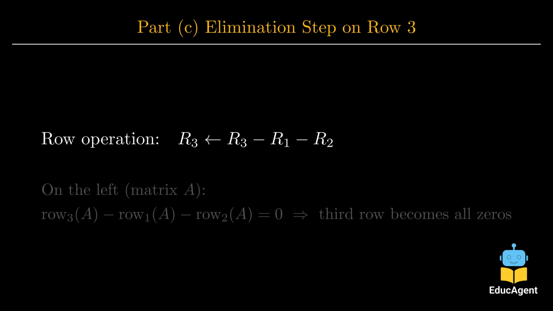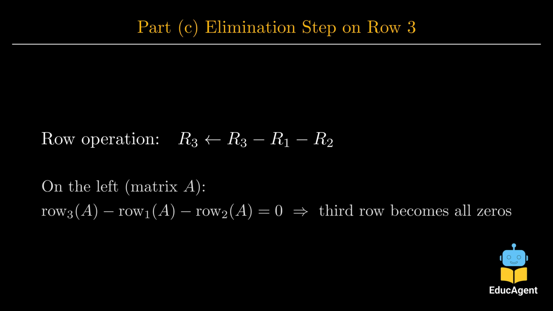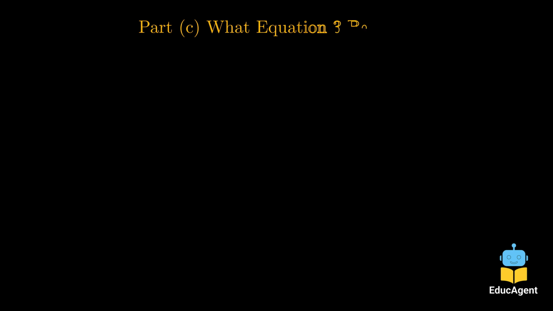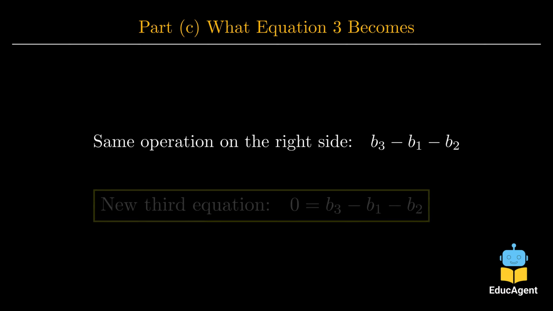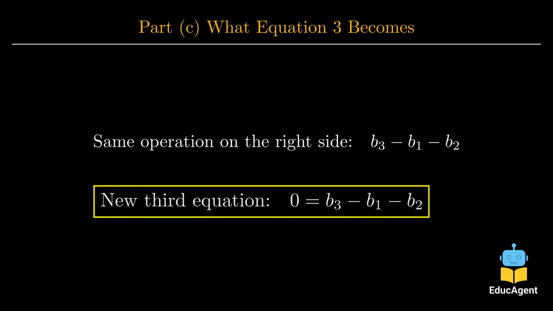In elimination, we can explicitly remove the dependence by subtracting row 1 and row 2 from row 3. Since row 3 equals row 1 plus row 2, this produces a 0 row in the coefficient matrix. So whatever we do to the rows of A, we must do to the corresponding entries of B. The entire third equation collapses into a single consistency check.